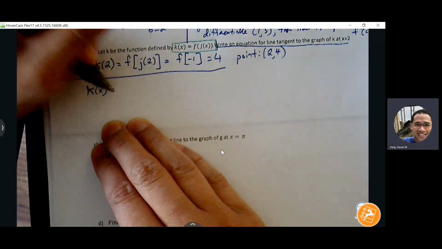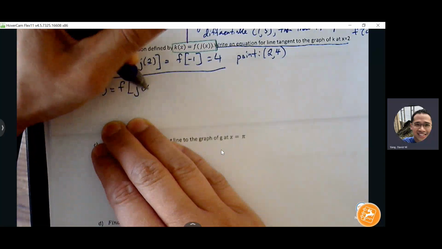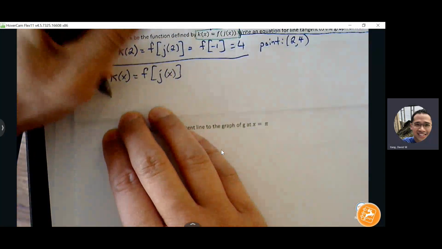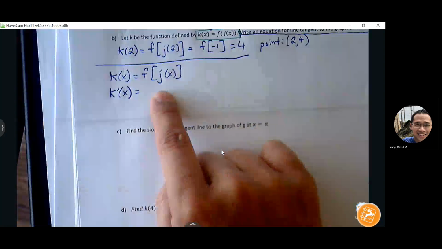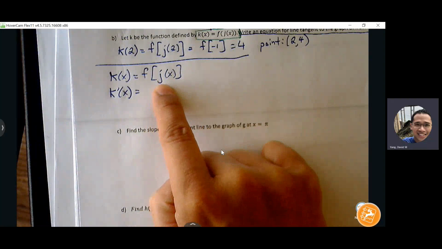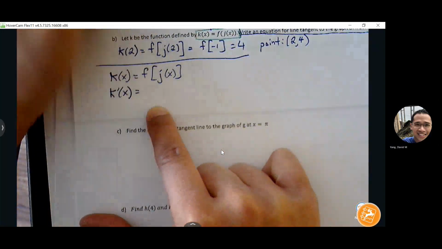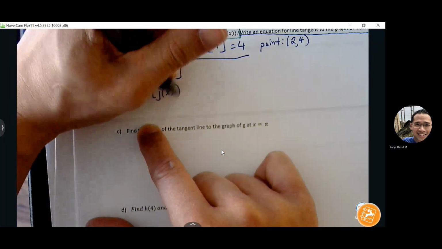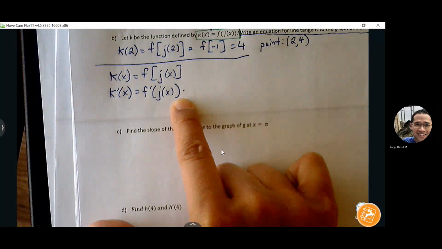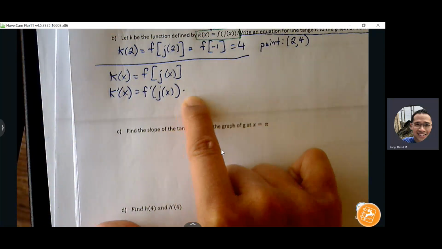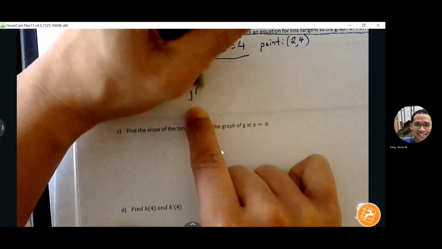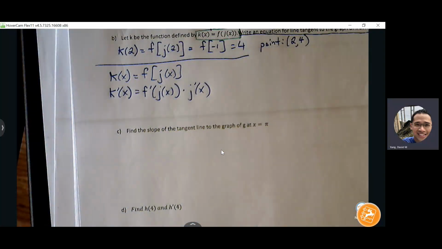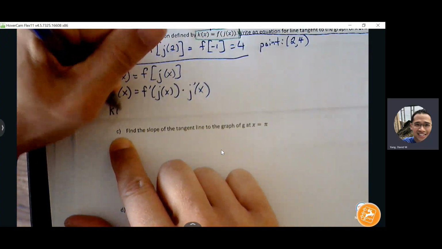Okay. So here, my k of x is given as f of j of x. So if I want to find k prime, how would you represent the outside derivative? f prime of j of x times j prime, right? Inside derivative. So that is the full derivative, k prime. Now I can replace x with what? 2. I'm looking for the slope at 2, so k prime of 2.